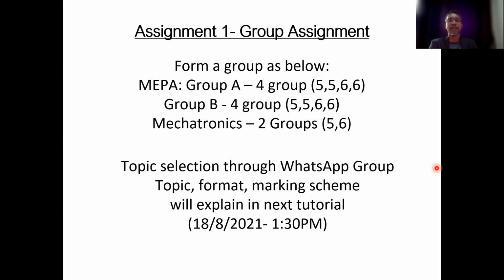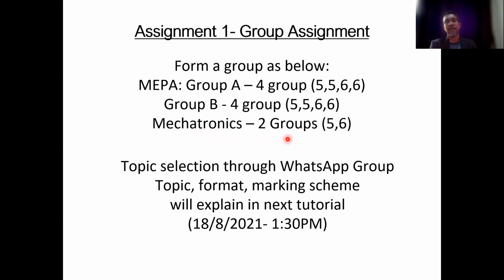For the assignment, we will have one group assignment. For the mechanical group, they have 22 students in group A and 22 students in group B. They should divide into 4 groups, of 5, 5, 6, 6 each. Group A students can divide only inside their own group, and cannot mix with group B. This goes also for mechatronics.